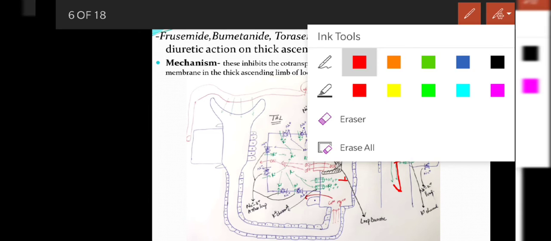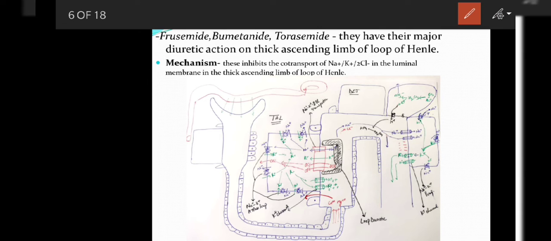Now this electronegativity is attracting these potassium ions inside the cells to move out, therefore there will be heavy kaliuresis.